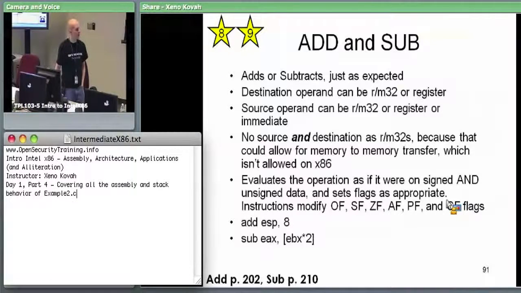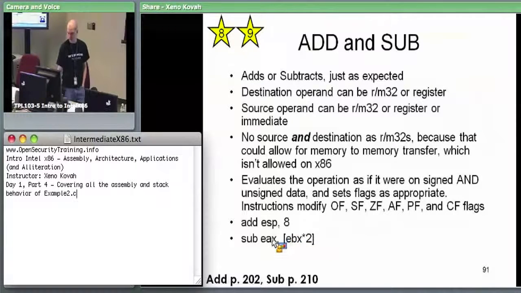So again, no memory-to-memory kind of things. You can't have angle brackets on both sides. But this just does EAX minus the contents of memory at EBX times 2, treat it as an address, and then store the results back into EAX.